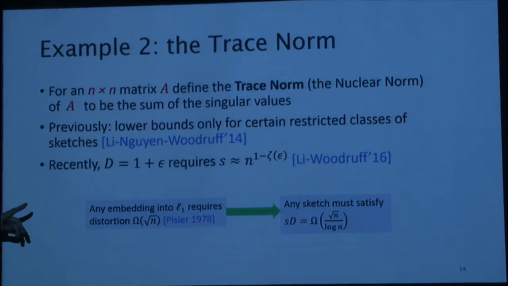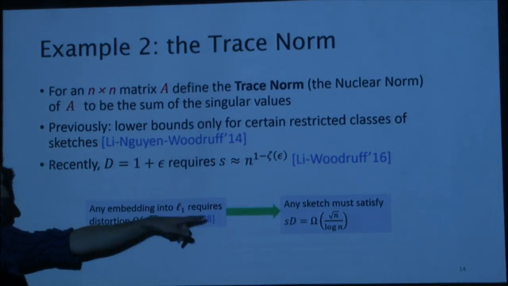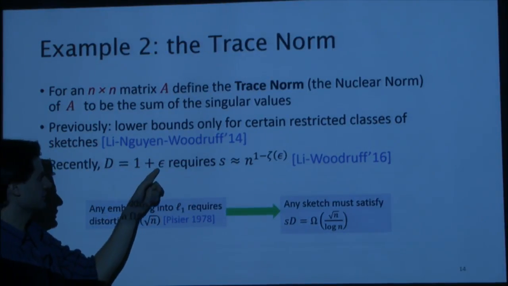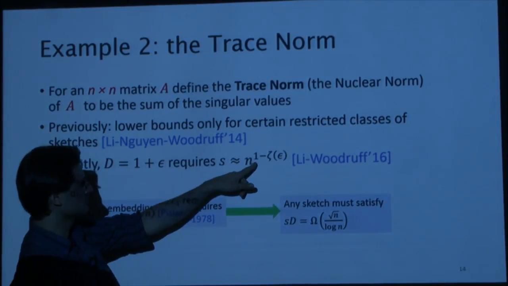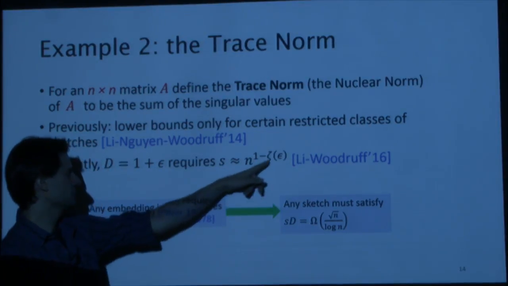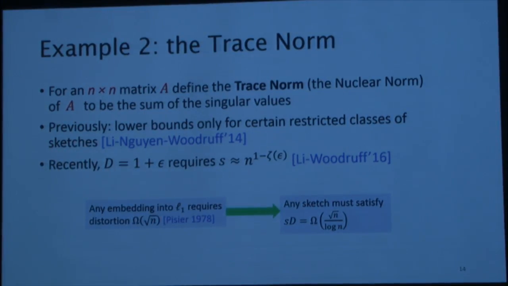Just after our work, a more recent paper shows that for approximation 1 plus epsilon, this improves upon our result. It requires sketch size n to something very close to n, which depends on epsilon. So this is an interesting result for very small epsilons. Still, this is another problem where there is a big gap between upper bound and lower bound. For constant approximation, the best upper bound is still order n squared for this norm. We don't know anything non-trivial here.